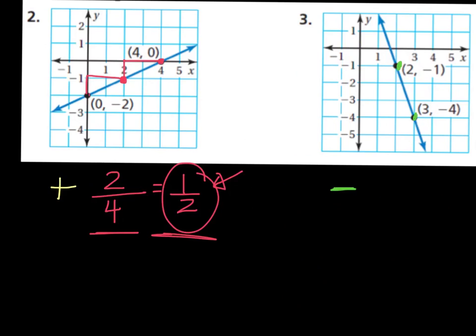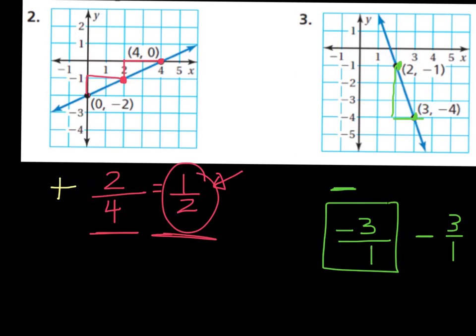Watch as I go from this point to this point. I'm going down 1, 2, 3. Since I was going down, I'm going to write that as -3. And then I went over to the right one. So my slope is -3/1. Another way you can write that is just -3/1.